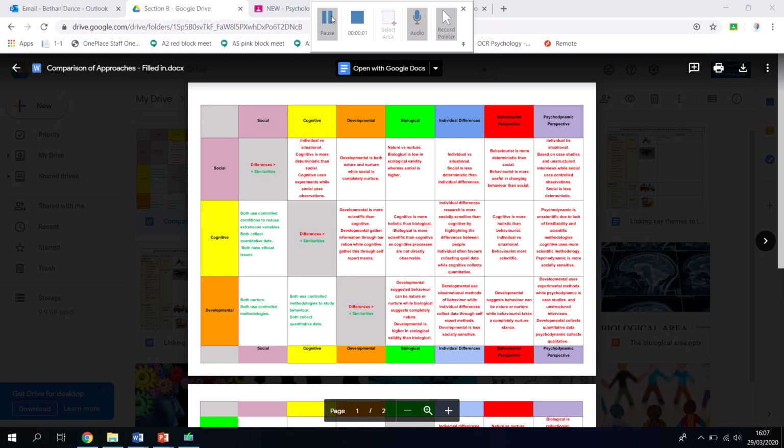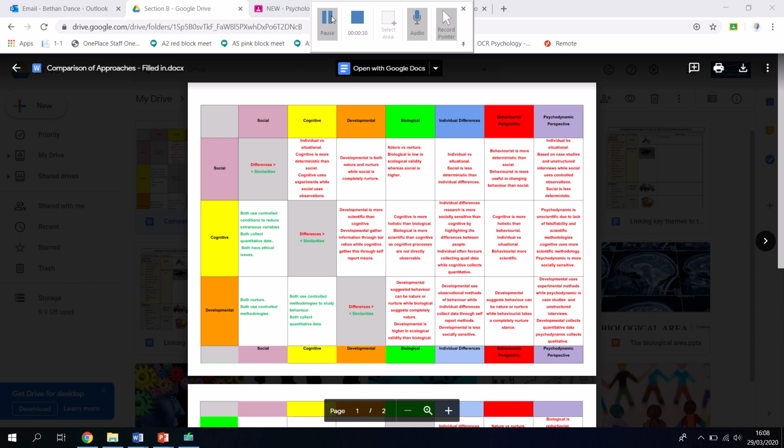So what you need to be able to do is say how the approaches and perspectives in psychology are similar and different to each other. If you look in your booklets, there is some guidance on the things which you can compare. You can compare where these approaches and perspectives sit within the debates and the issues.